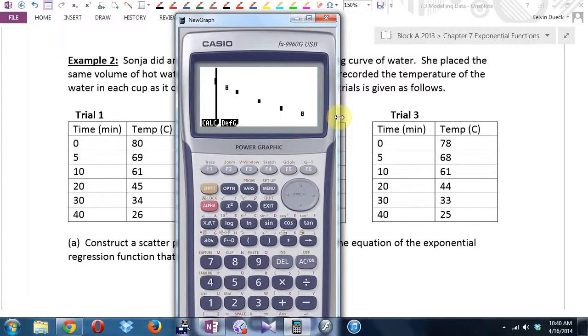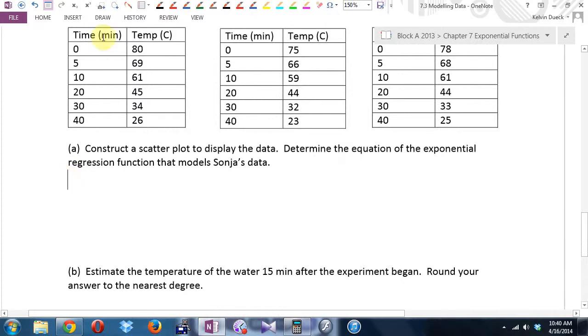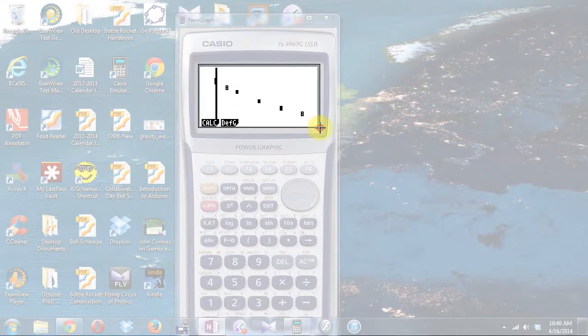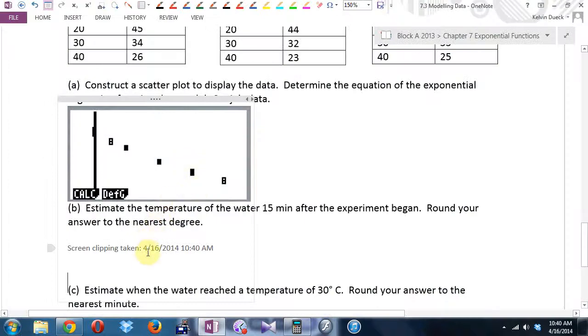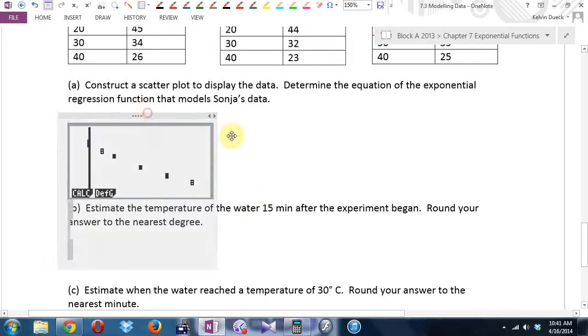I want to find the equation now. Oh, well, actually, A says construct a scatter plot to display the data. I'm going to be clever and just cut and paste mine. Yoink. Got to make it a little smaller. Okay, so there's the data. You can just quickly put some dots and sketch it. That does, to me, tend to look like a decay curve. Might not be, but I think so.